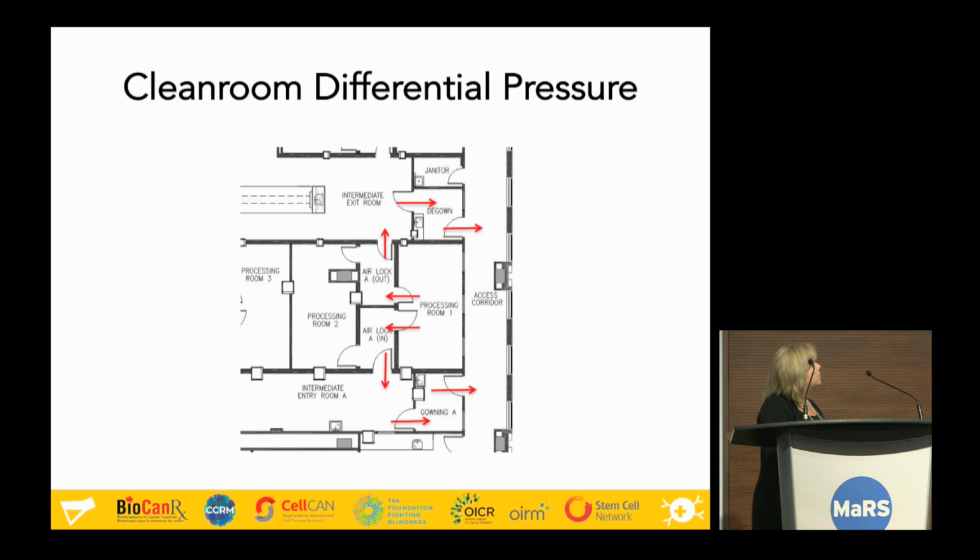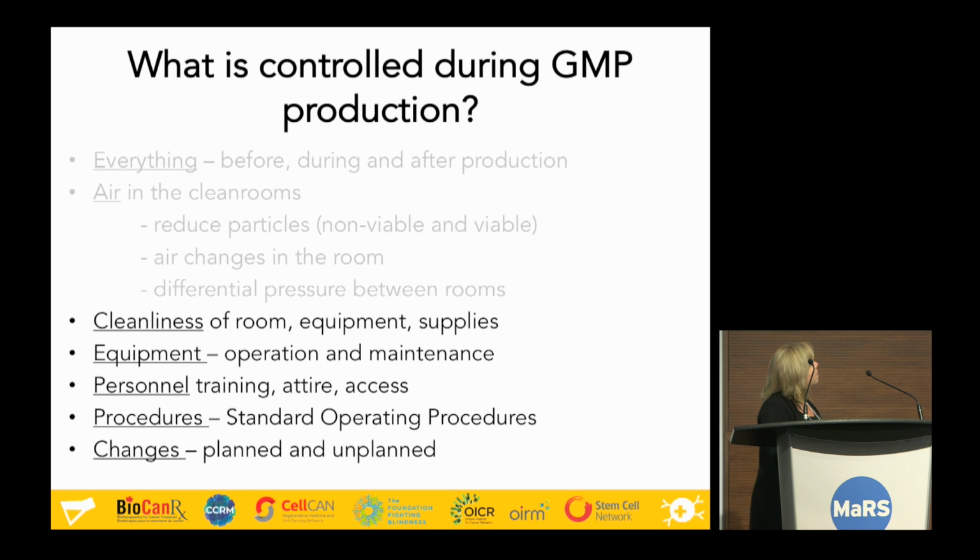So differential pressure is also controlled. You can see on the right hand there's a processing room number 1. That's one of our clean rooms. The air pressure in that room is actually greater than the airlocks beside it. And that's simply so that when you open the door leading into that clean room, you're not dragging the dirtier air with you. The air is being pushed out of the clean room when you open the door, and so on as the arrows go out until you get to the corridor.